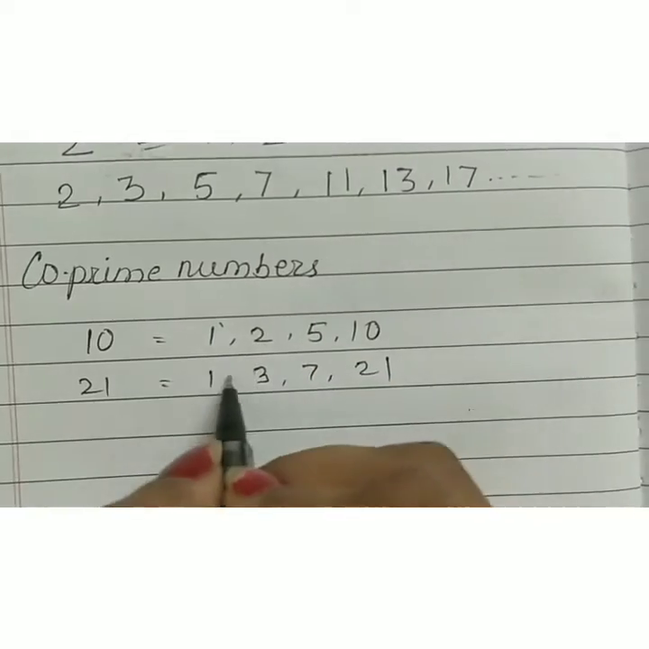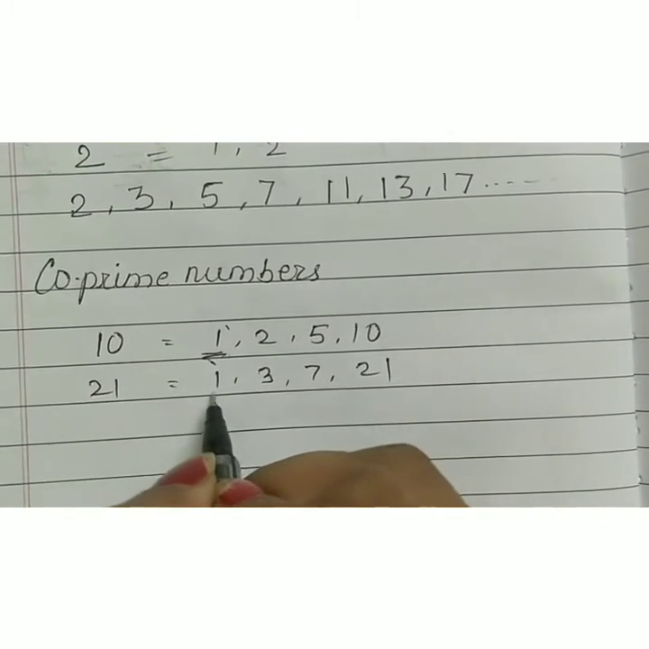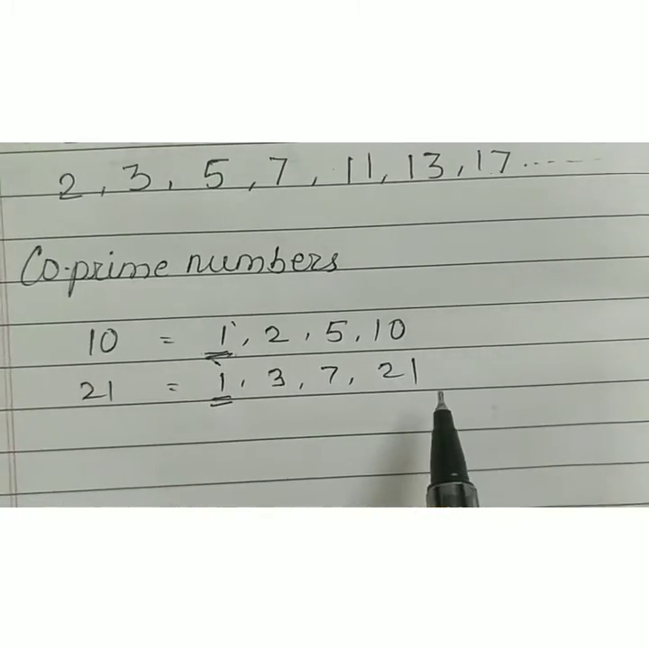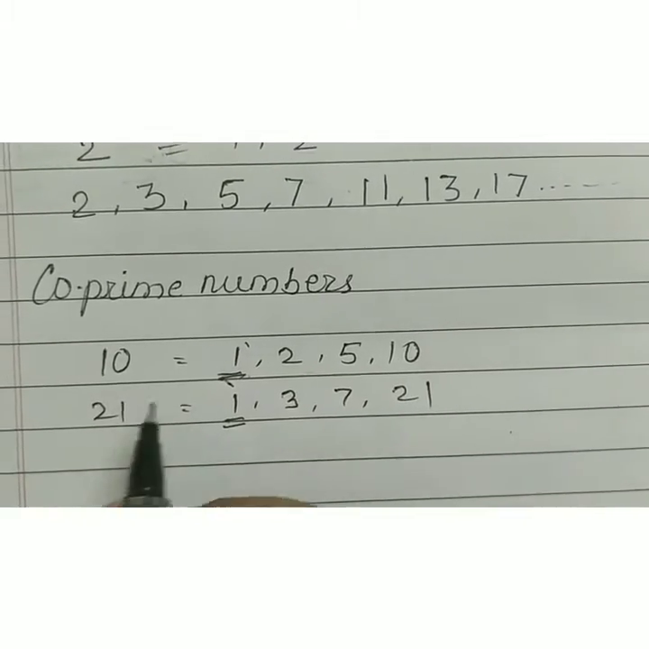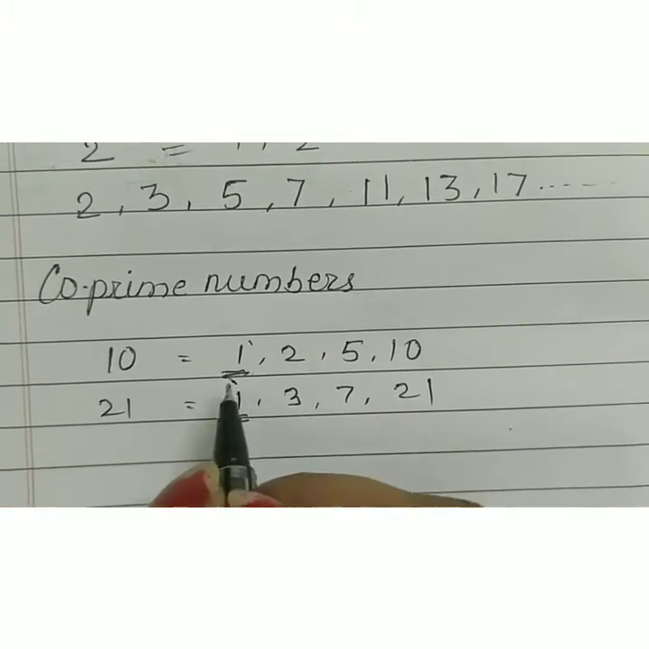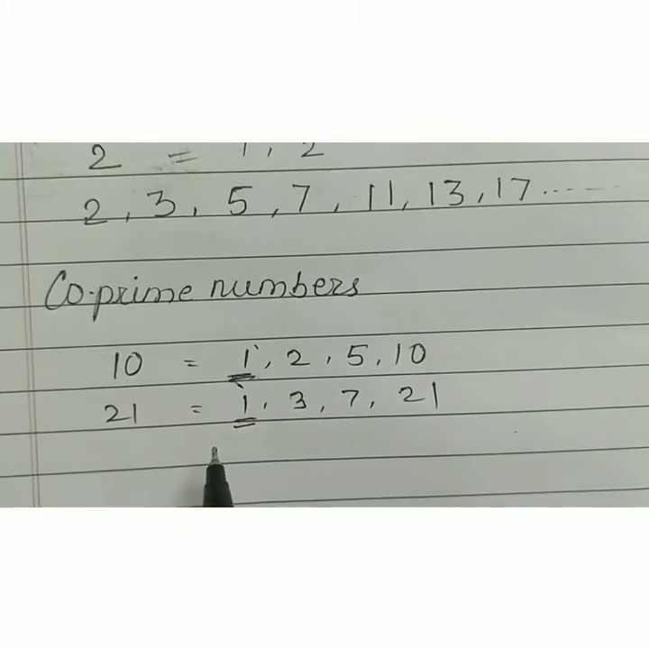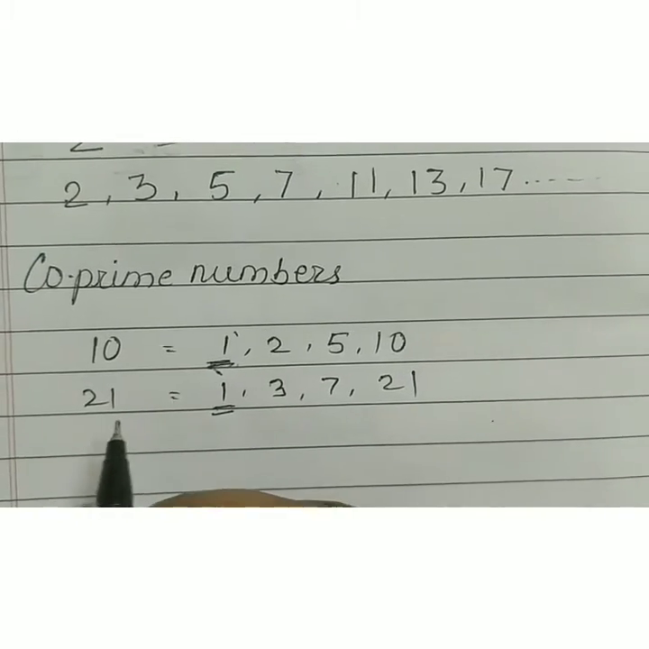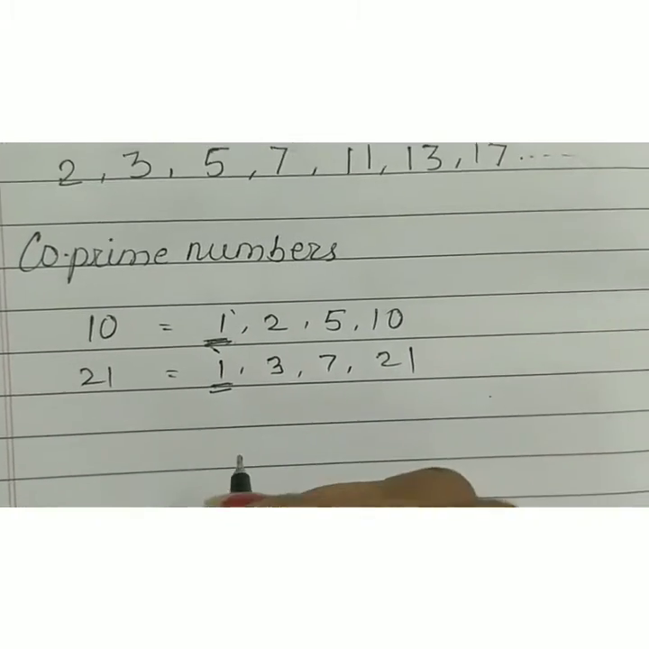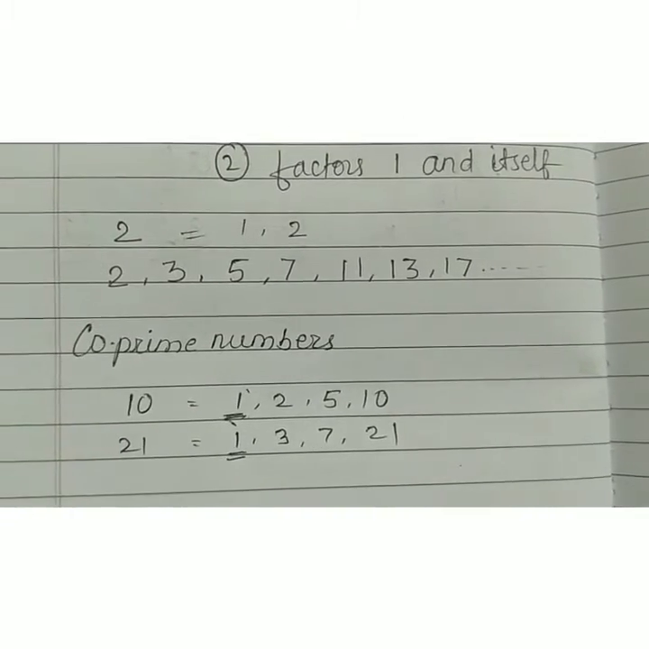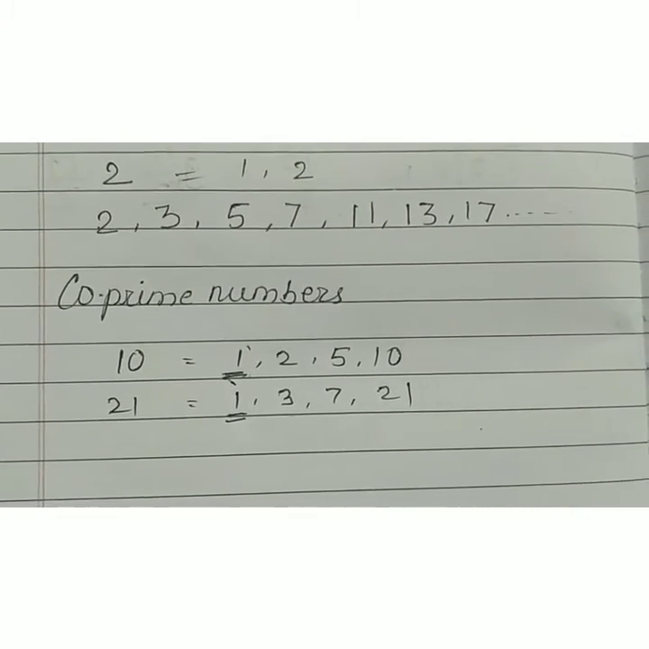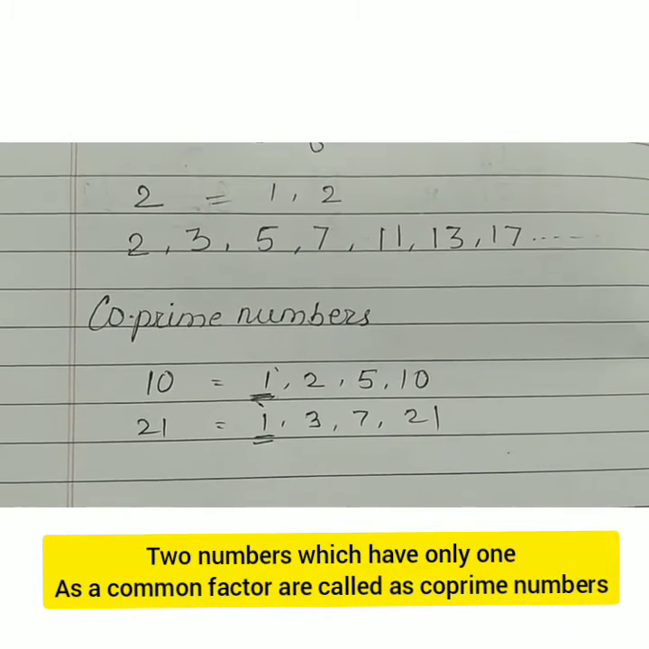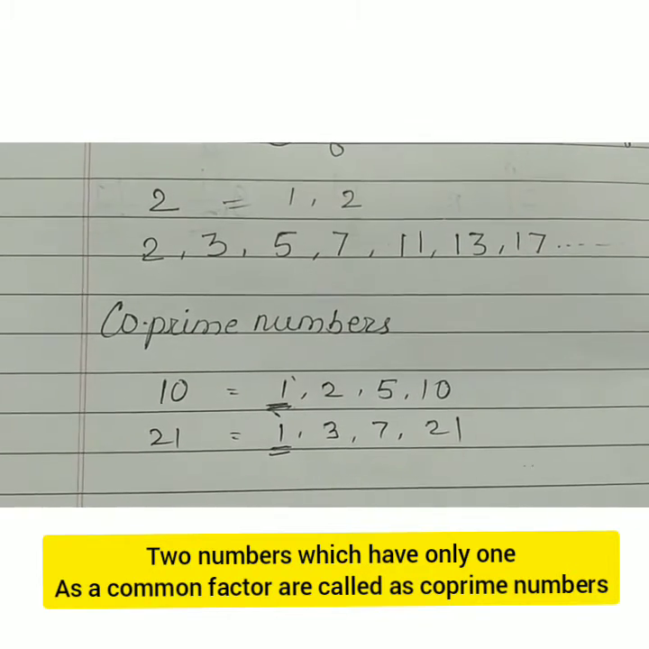Now if we look at this, we have 1 as a common factor. Is there anything other that is common? No, only 1 is common. In such a case, numbers which have only 1 as a common factor are called co-prime numbers, or you can call them mutually prime numbers, or relatively prime numbers.